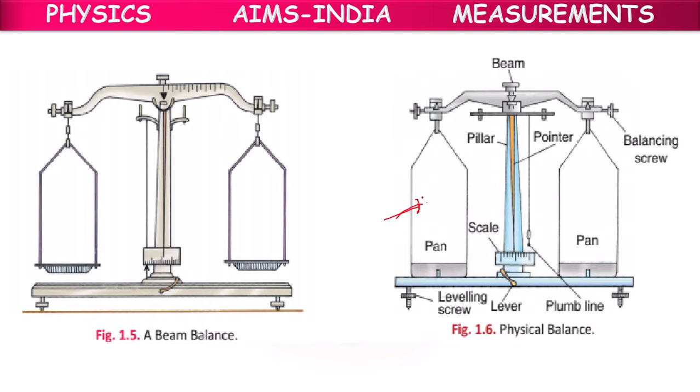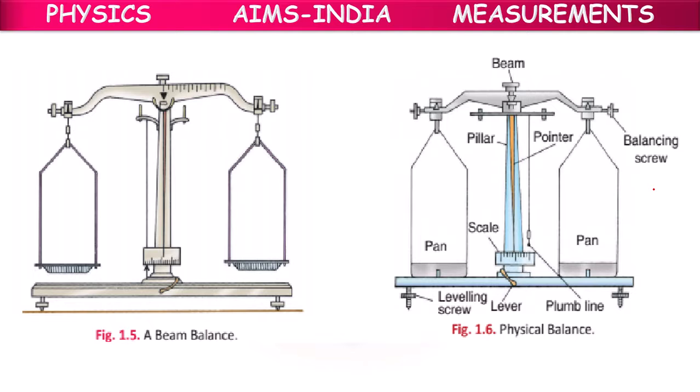Okay. We have to keep the object in the left hand pan and we have to keep the weights on the right hand pan until they are balanced. Until they are balanced. So this experiment you can understand better if you do practically, children. So just you have to keep an idea.